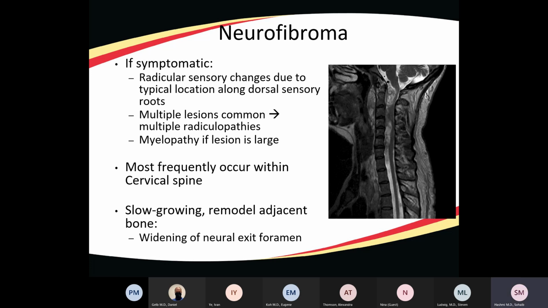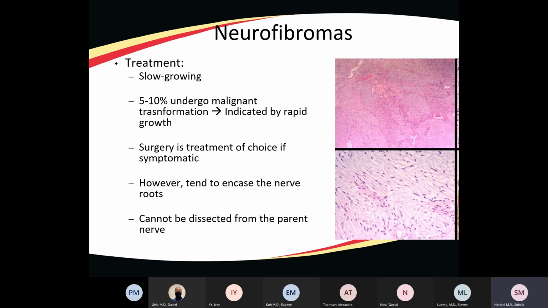And if they really have a significant effect, like this characteristic MR, you can see that the lesion is very large with significant cervical spinal cord compression. The patient can be myelopathic as well. Most frequently, these neurofibromas in neurofibromatosis patients occur in the cervical spine. Largely, however, they are slow growing and remodel the adjacent bone, so they have widening of the exiting neuroforamen at these levels.